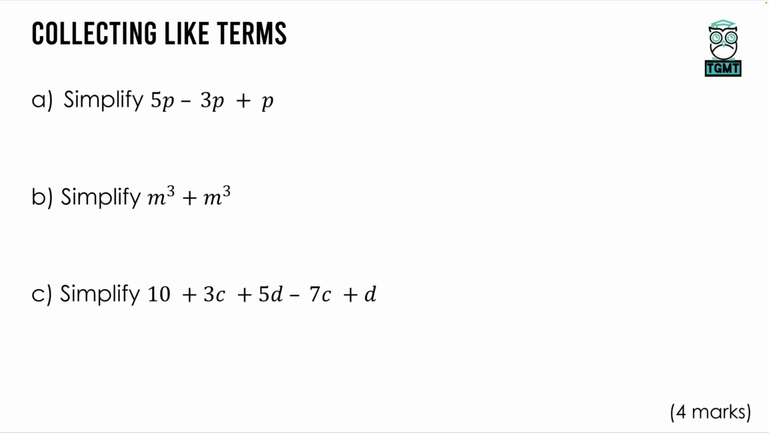Now on the first one, we have simplifying 5p, take away 3p, and then plus, and we just have this letter p. Don't forget, although it's not written, there is a secret 1 in front of that p, so just remembering to count those up as we go.